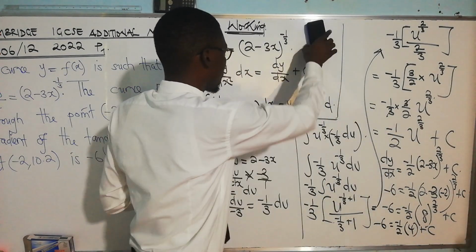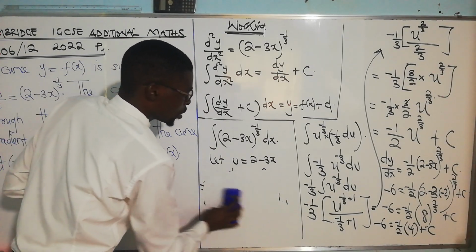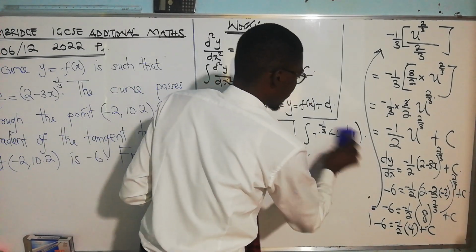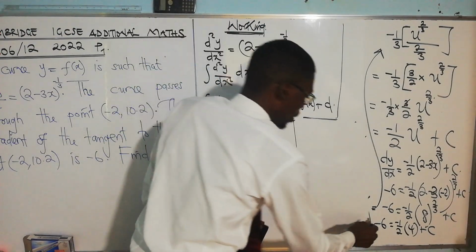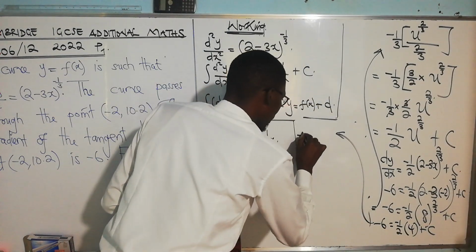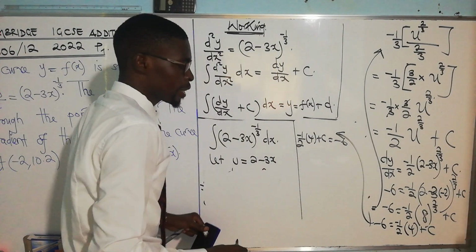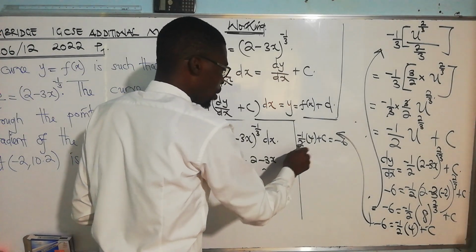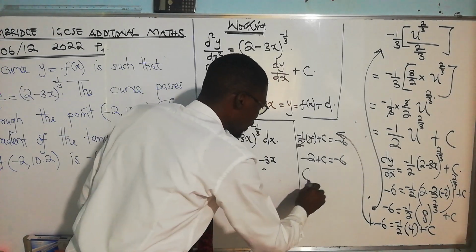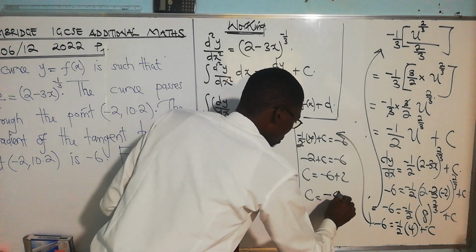What is that going to give us? So this is now giving us negative 1 over 2 times 4 plus c is equal to negative 6. I've written it in that form. Negative 1 over 2 times 4 is negative 2 plus c giving us negative 6. Then we'll have c being equal to negative 6 plus 2. Then c will be negative 4.